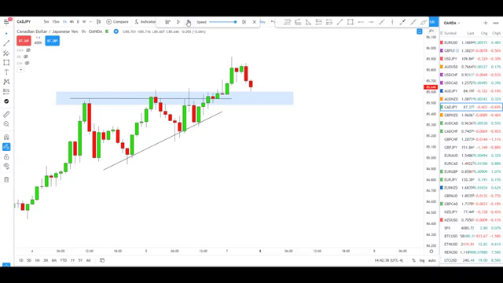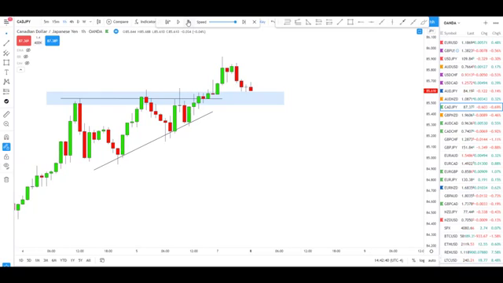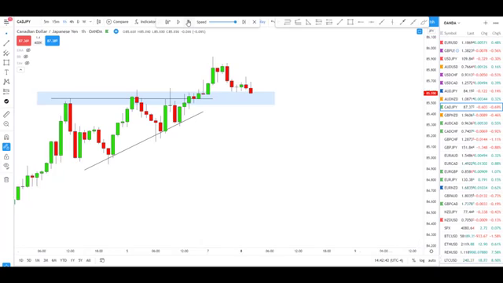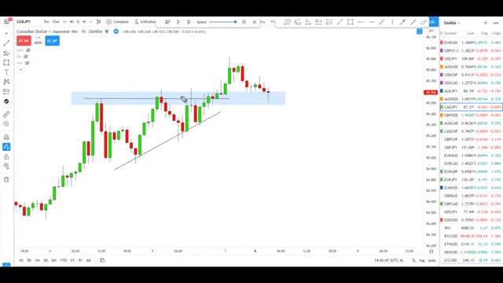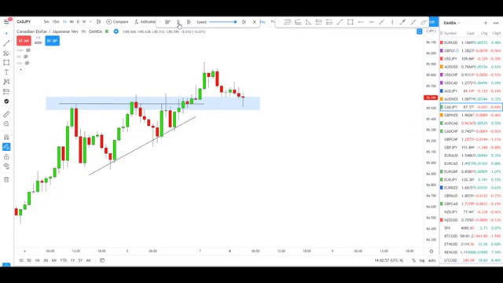We finally start to pull back. We get close to our area. We haven't really gotten to our area yet, so I'd still be waiting here. And now we're all the way in our previous level, previous area of resistance that should become support and provide a nice push up in the direction of the original breakout, which was to the upside. Let's see what happens if we press play.